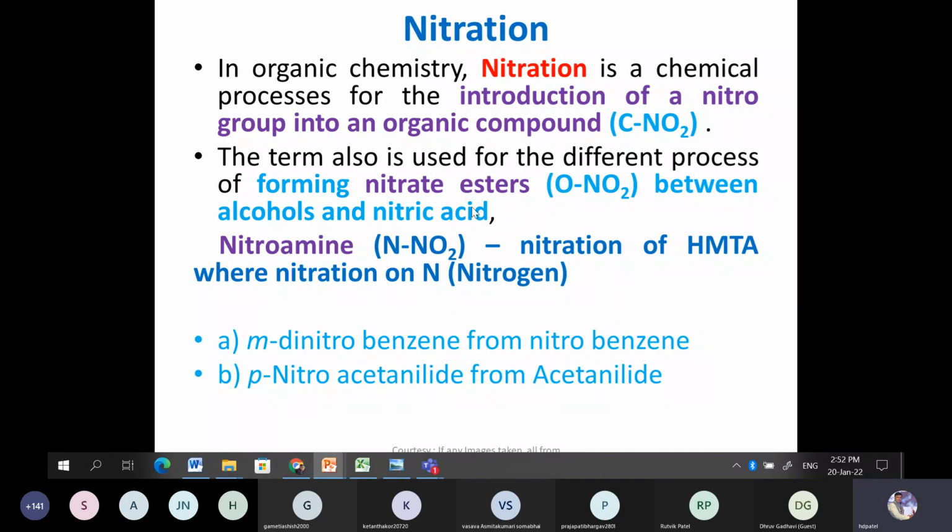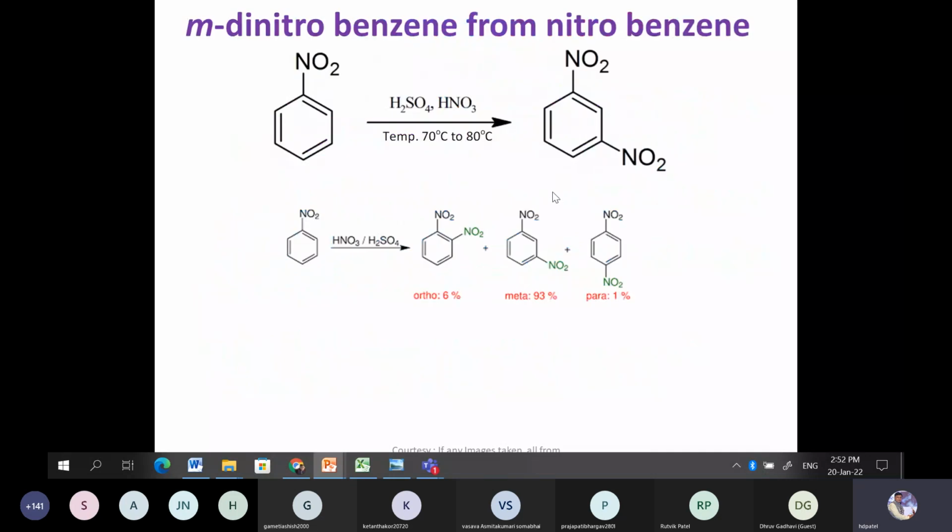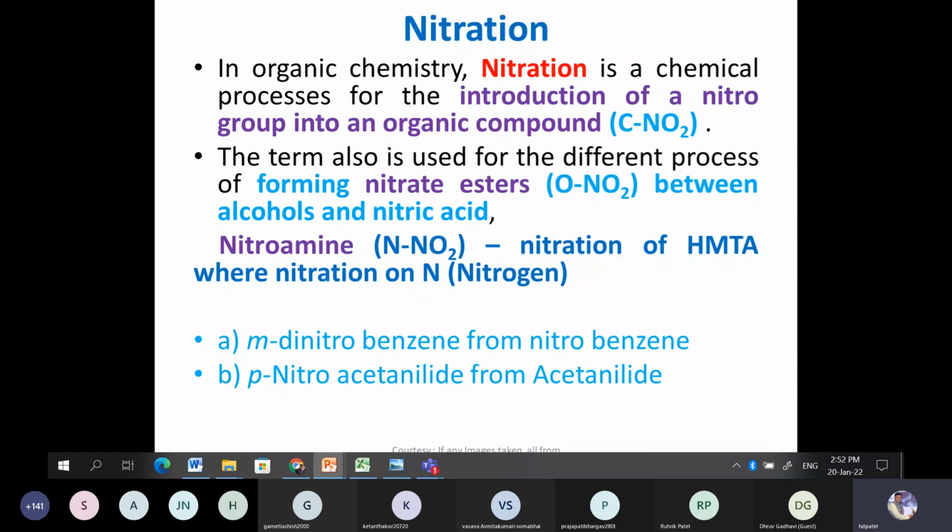If the nitro group is attached to oxygen, then we call it a nitrate ester. And if the nitro group is attached to nitrogen, then it is called a nitroamine. But as I said, we are not going to discuss these two types of nitration in detail, but we will talk about C nitration. Now, as per the syllabus, we have two types of nitration. One is meta-dinitrobenzene from nitrobenzene. Second is para-nitroacetanilide from acetanilide.